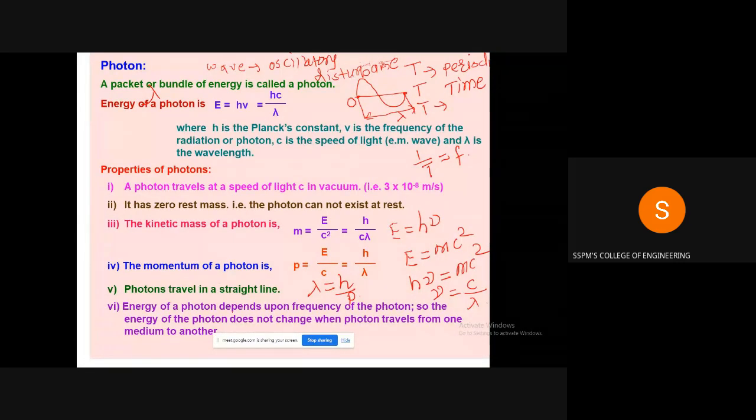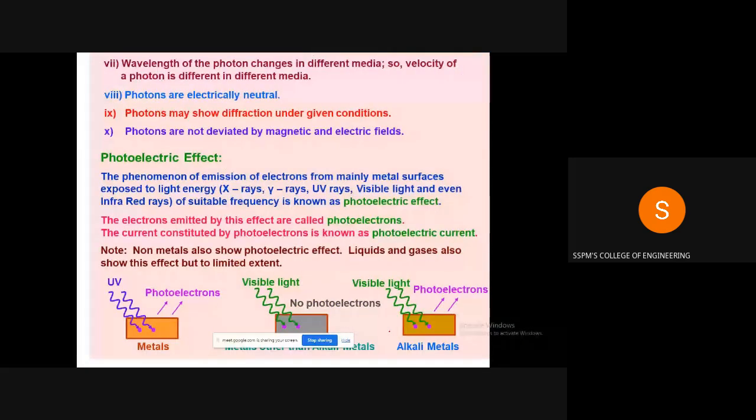The energy of a photon depends upon the frequency of the photon. What is frequency? Frequency is simply 1 upon T. What is T? The periodic time of oscillation. So the energy of the photon does not change when the photon travels from one medium to another. Next property, wavelength.